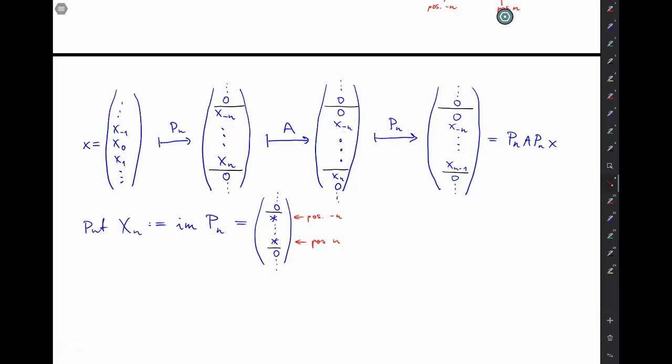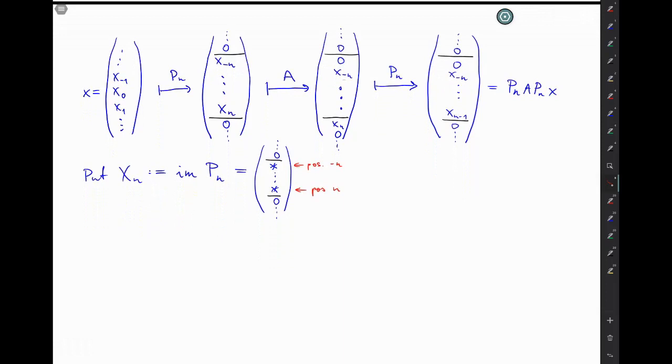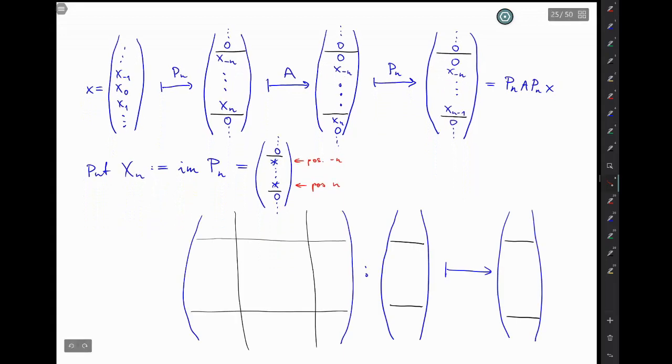And if you want to describe this action by a matrix, it would have to look like this. So like I said, we will restrict consideration to vectors in Xn, which are vectors looking like this. So we could say that instead of starting our journey here, we start here, where we are already in the image of Pn, because we have applied Pn. Okay, and then applying Pn, A, Pn, we end up here. Let's copy this quickly.